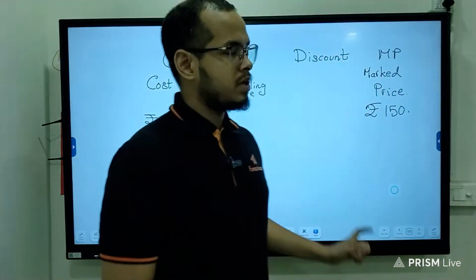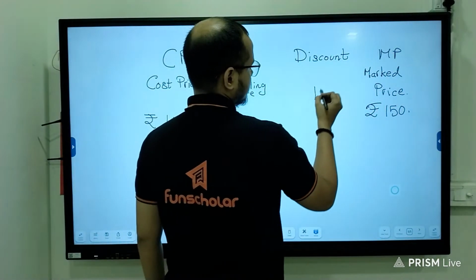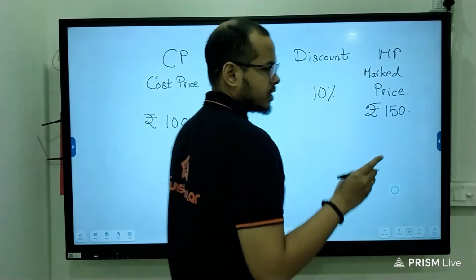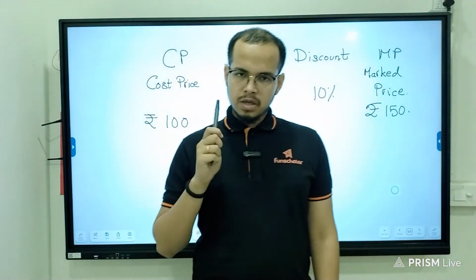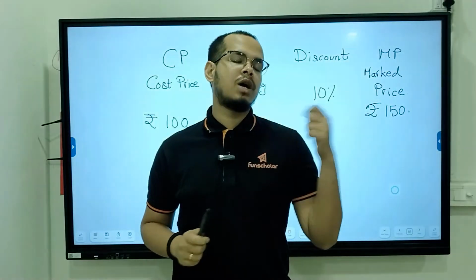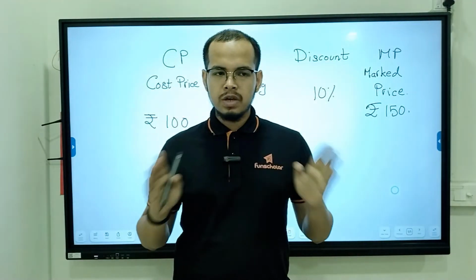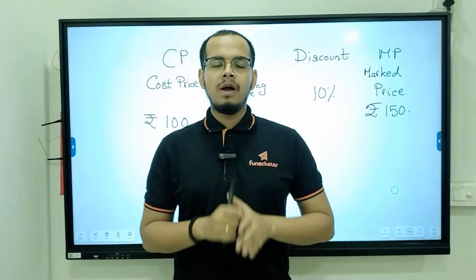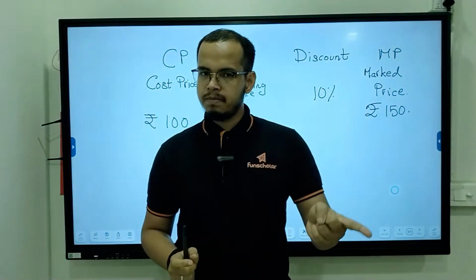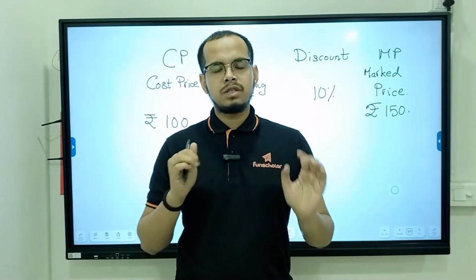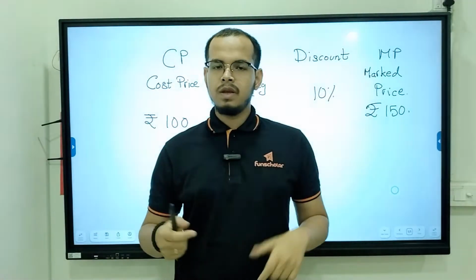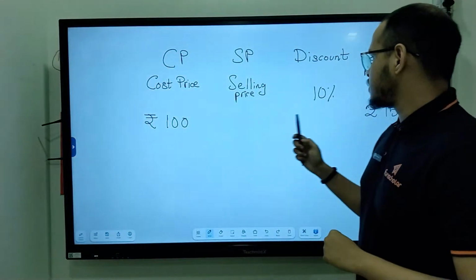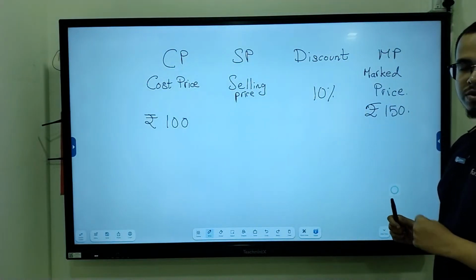Okay, now let's see, discount is what? 10%. Now always remember one thing: when mark price is given, discount is always calculated on mark price. When mark price is not given, discount is always calculated on the cost price. Remember? Mark price given, discount on mark price. Mark price not given, discount on cost price. Okay? Chalo.